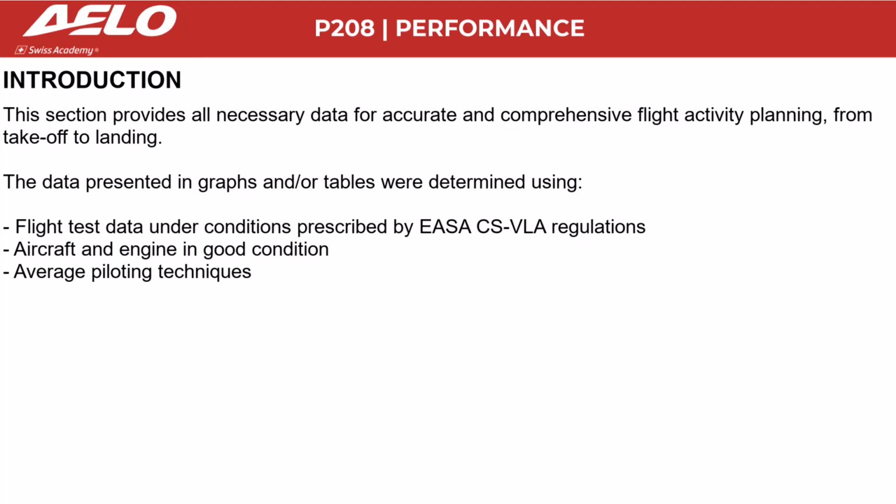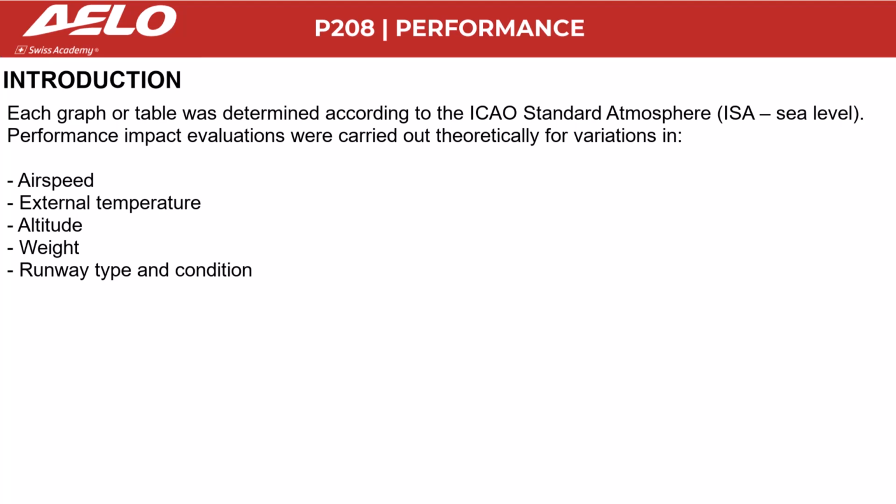Introduction. This section provides all necessary data for accurate and comprehensive flight activity planning, from takeoff to landing. The data presented in graphs and/or tables were determined using flight test data under conditions prescribed by EASA CS-VLA regulations, aircraft and engine in good condition, average piloting techniques. Each graph or table was determined according to the ICAO standard atmosphere, EASA, sea level. Performance impact evaluations were carried out theoretically for variations in airspeed, external temperature, altitude, weight, runway type and condition.